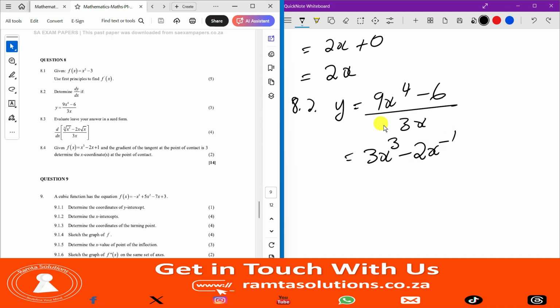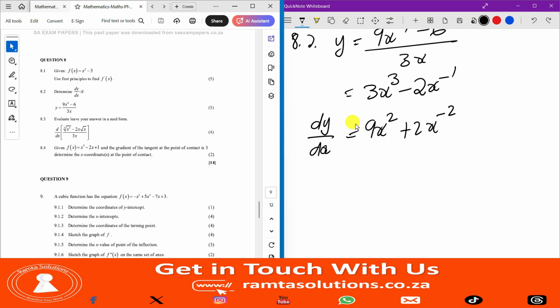Okay, it's okay like this. Now you have simplified this, you can now find your dy dx. That is, you can now differentiate. So this becomes 3 times 3 will be 9x squared, 3 minus 1 is 2. Then 2 times negative 1 is positive 2, and minus 1 is minus 2. This is your answer. Okay, good.